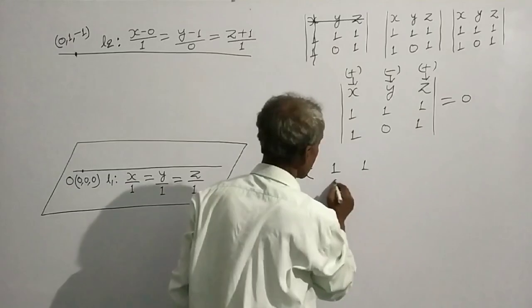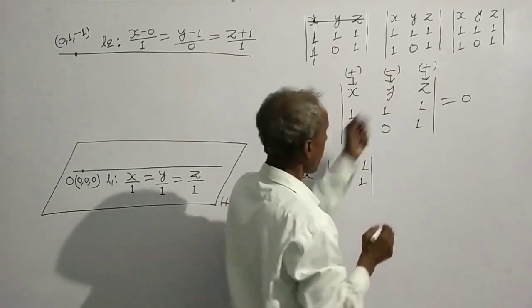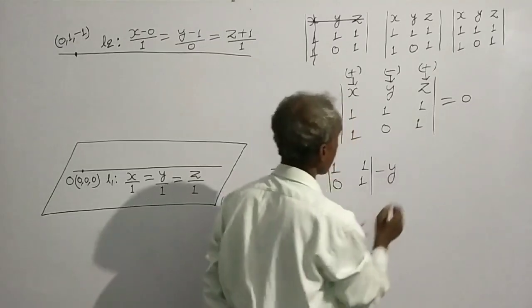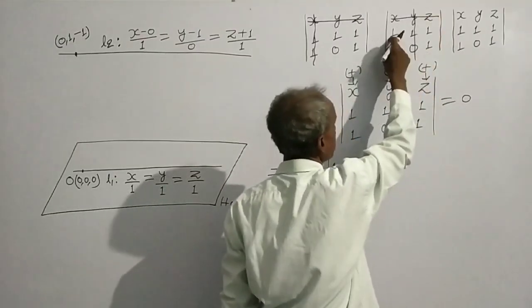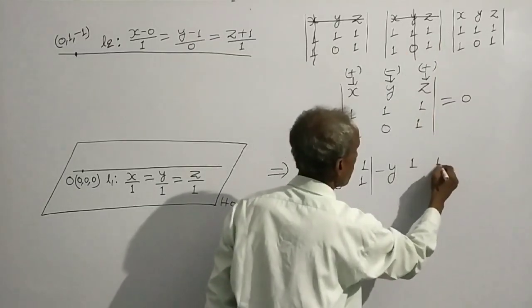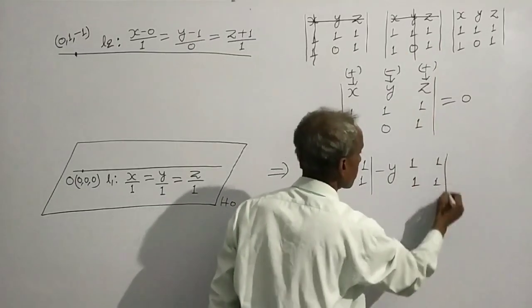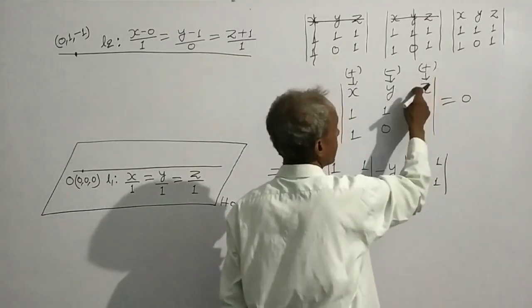1, 1, 0, 1. Minus y. Remove this row, remove this column, then there is 1, 1, 1, 1. Plus z.